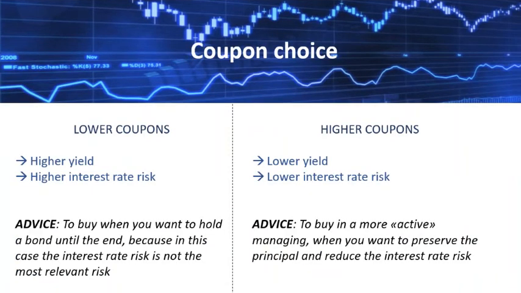About the coupon, it is important to note that a lower coupon bond has a higher interest rate risk and generally a higher yield. So, when the objective is to hold a bond until maturity, it is recommended to buy a lower coupon rate, and when the objective is to preserve the principal, in order to reduce the interest rate risk, I recommend a higher coupon rate.